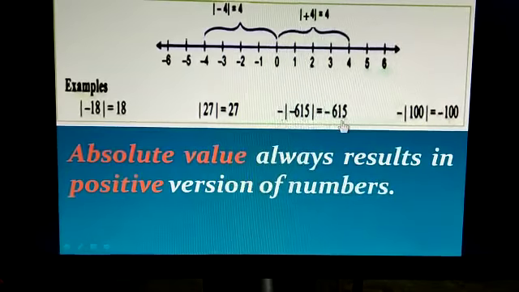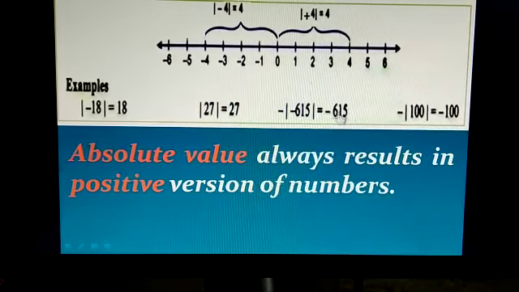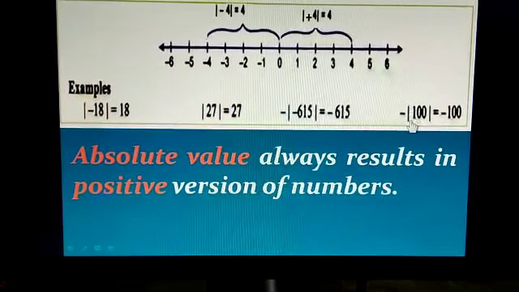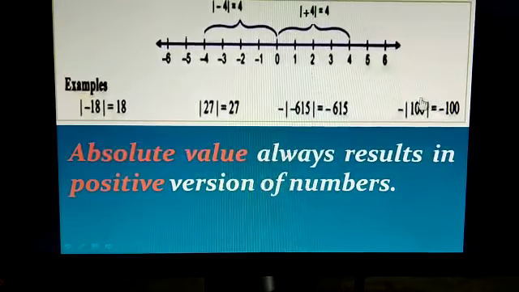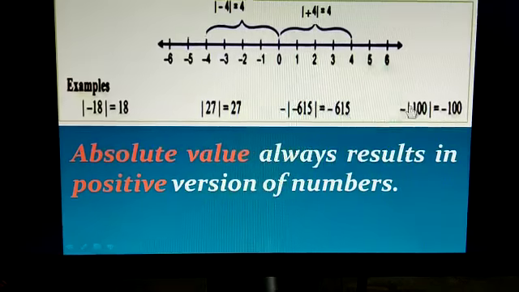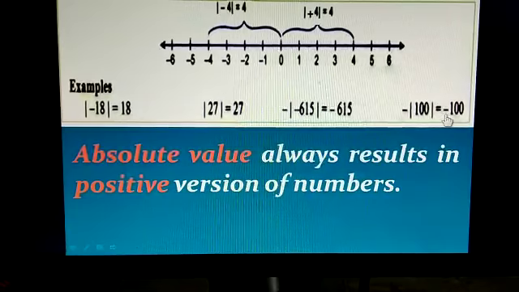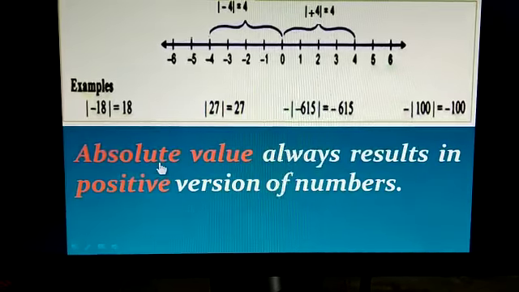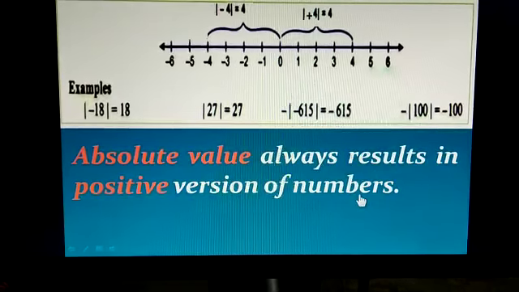So here the absolute value which we get is -615. The next case is negative modulus 100, which is equal to -100. Suppose the negative sign comes inside this modulus sign, then it becomes positive. But if it is outside this modulus sign, then you have to write that sign along with that number. So the absolute value always results in a positive version of numbers.